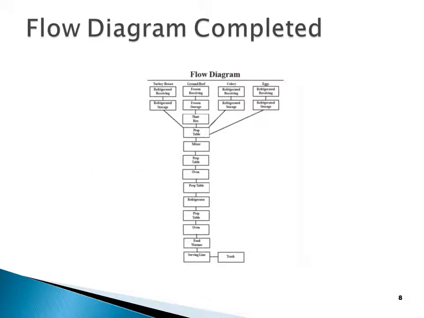So here's what my flow diagram looks like. Now again, this is your operation, so yours could look different, and that's fine, as long as you got every place that food flowed from the loading dock through the customer in your operation. That's the point of it all. So let's look at this for the turkey breast. It went from refrigerated receiving to refrigerated storage, and then it went to the prep table. The ground beef went from frozen storage to the thaw box and then to the prep table. The celery went from refrigerated storage to the prep table.